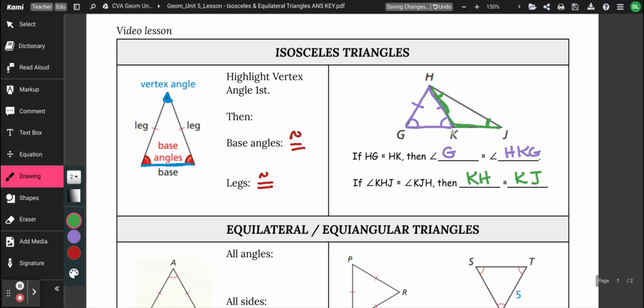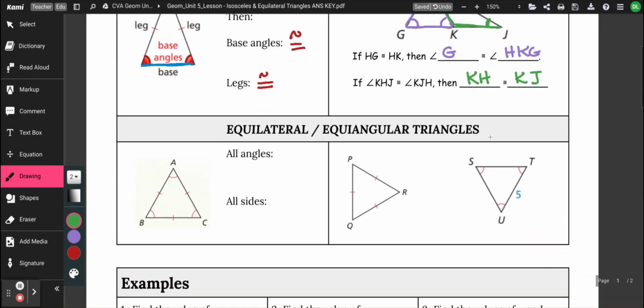Notice that my vertex angle of H is opposite of the base, GK, and my vertex angle here of K is opposite the base, JH.